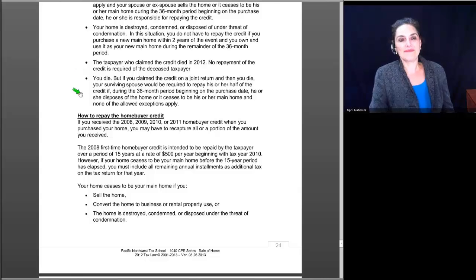And finally, you die. But if you claim the credit on a joint return and then you die, your surviving spouse would be required to repay his or her half of the credit if during the 36-month period beginning on the purchase date he or she disposes of the home or it ceases to be his or her main home, and none of the following exceptions apply.